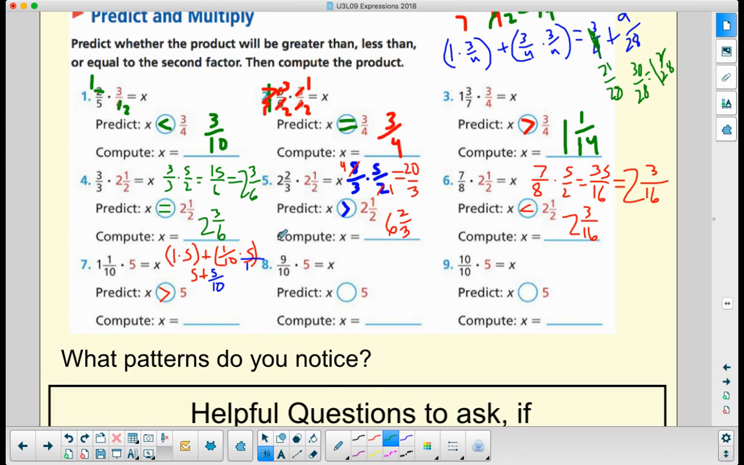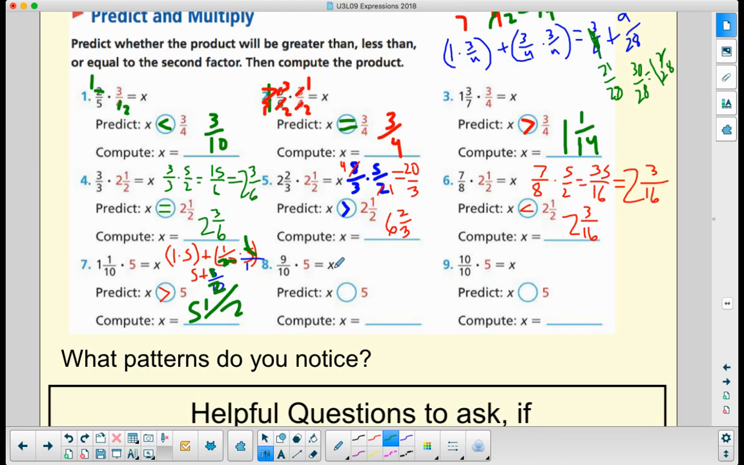However, in this, I can simplify, saying they both have 5 as a common factor. 5 and 5, 1 5 and 2 5s in 10 would be 1 multiplied by 1 is 1. 2 multiplied by 1 is 2. 5 tenths is 1/2. 5 plus a half is 5 1/2. Woo! I was right. X is greater than 5. 5 1/2 is greater than 5.